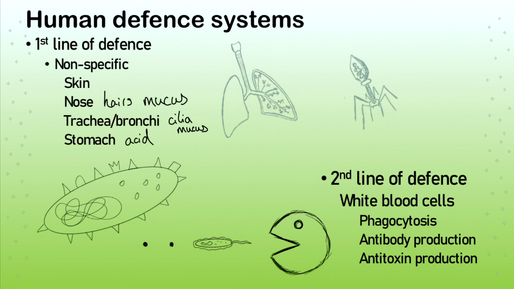If it's a bacterial cell or something like that, they will engulf it and break it down. But what they'll also do, which is very important, is antibody production. So they'll produce antibodies, which are kind of Y-shaped structures usually, and they have this region on them which is specific to the shape of an antigen that they bind to.